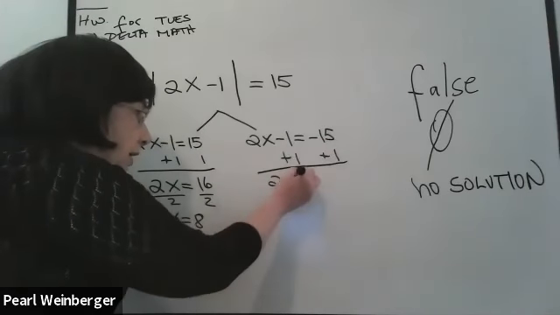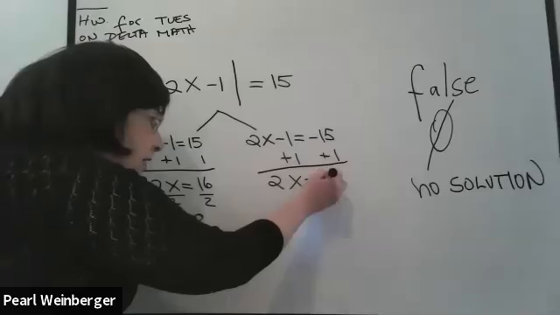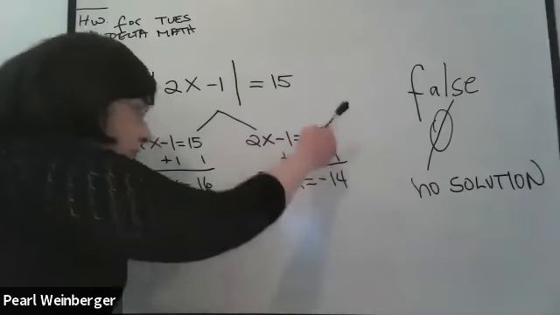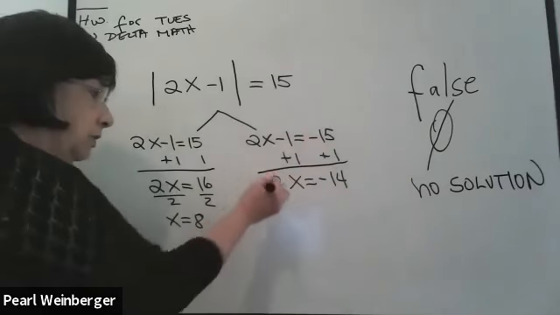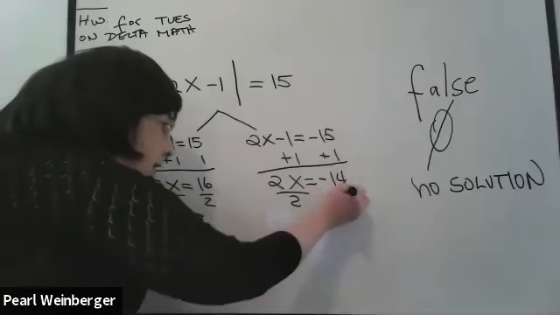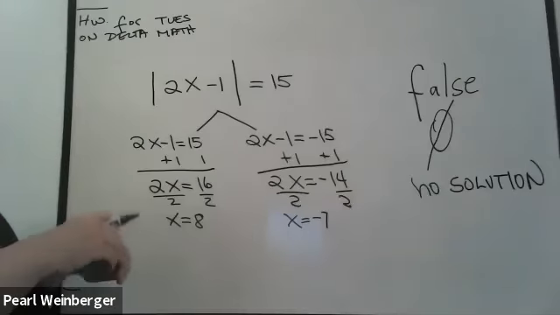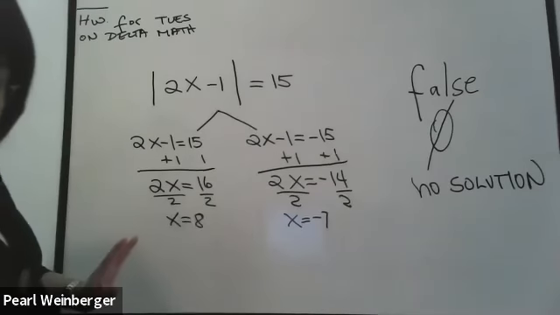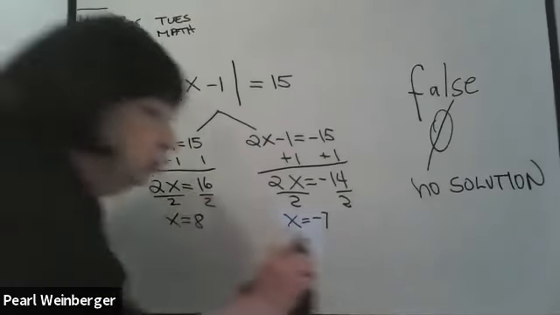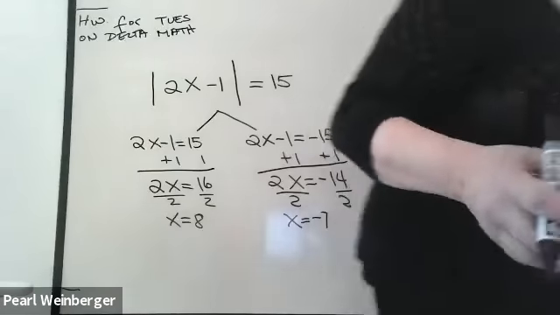This will give me 2x equals negative 14. Be careful, negative 15 plus 1 is negative 14. And that would give you negative 7. My answer comes out to be negative 7. Now, I'm not going to ask you to check it, but I'm going to check this answer to show you that this really does work.